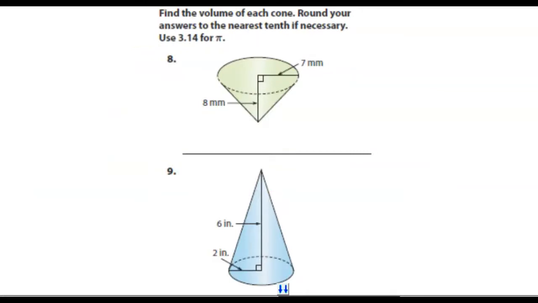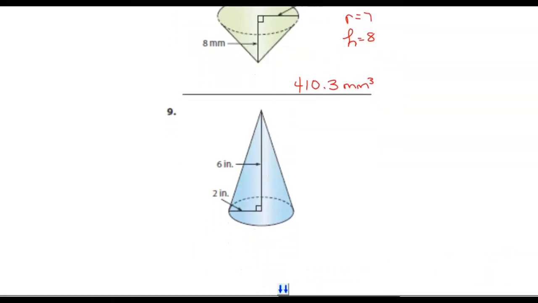Find the volume of the cone for number 8. Find it to the nearest tenth if possible, and use 3.14 for pi. Okay, so you should have identified that the radius is 7, the height is 8, and that when you round it to the nearest tenth, you should have had 410 3/10 millimeters cubed. Okay, use this time to find the volume of number 9. If the radius is 2 and the height is 6, your answer would have been 25.1 cubic inches when it's rounded to the nearest tenth.